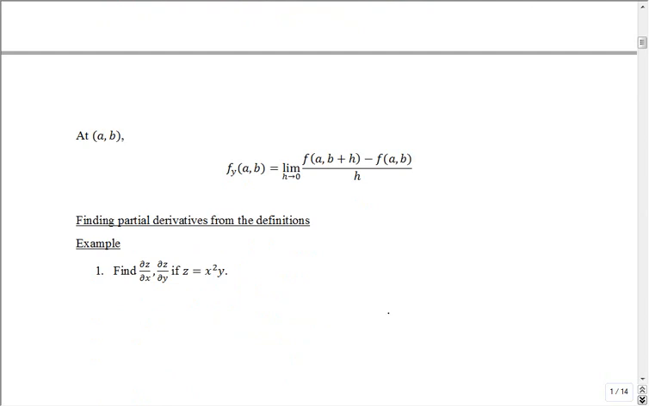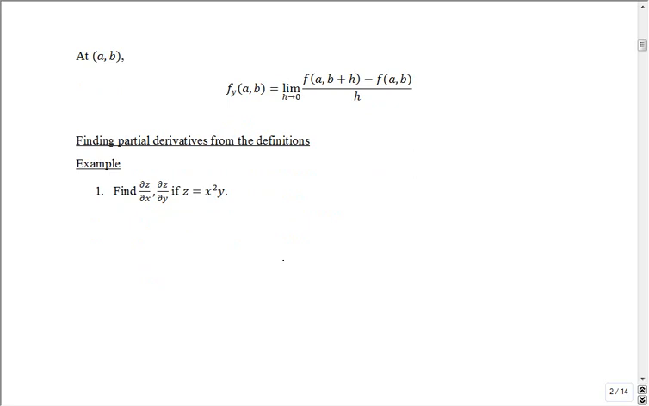So we're going to actually start by using the definitions, but you know what's going to happen next. Afterwards, you're not going to use the definitions at all. That's how you started differentiation some time ago. So I'm going to show you how to use the definitions to find the partials with respect to x and y.